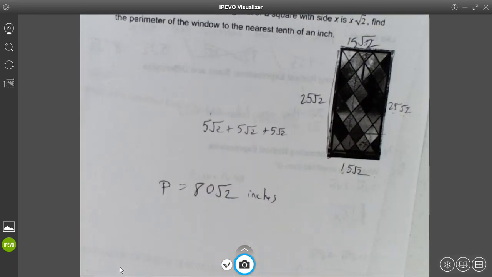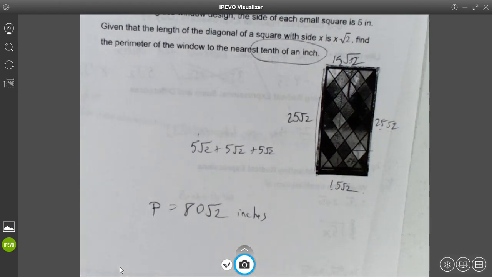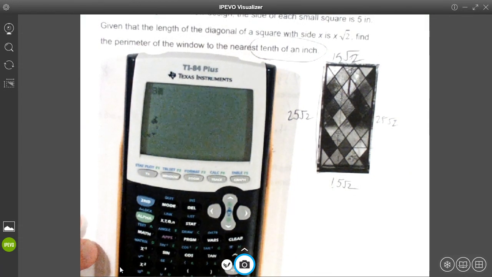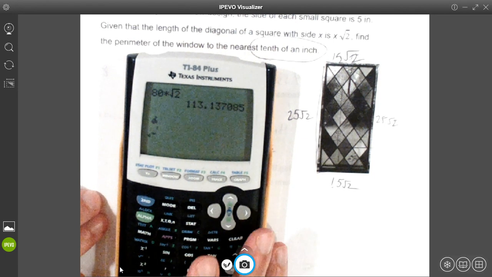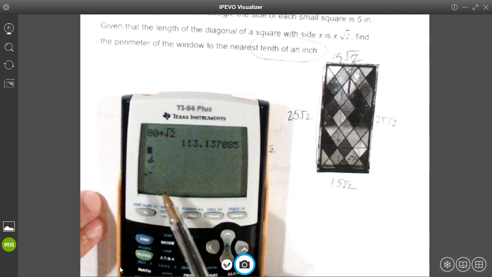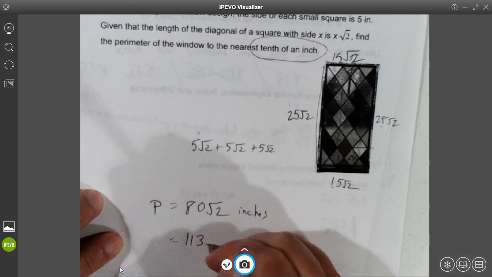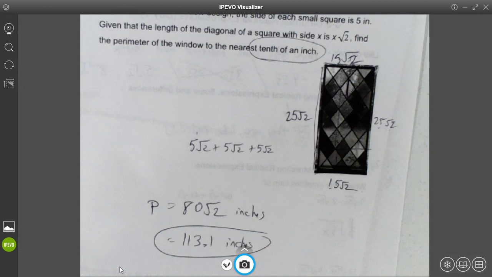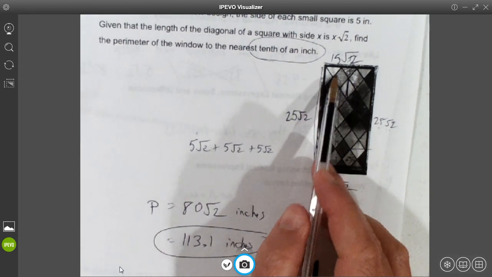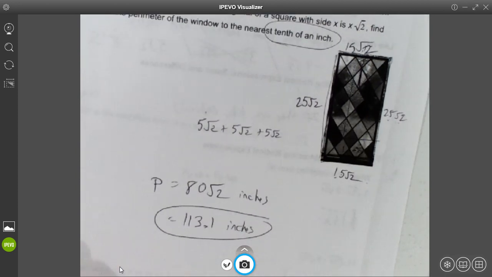Now, that's a perfectly good answer. That's the exact answer, but they did ask for it to the nearest tenth of an inch. So I'm simply going to get my calculator, and type in 80 times the square root of 2 and get about what they want, to the tenth of an inch, 113.1. So the perimeter of this thing is 113.1 inches. Just a little application problem there, recognizing, hey, if we've got this distance, we want that vertical distance and that horizontal distance there.